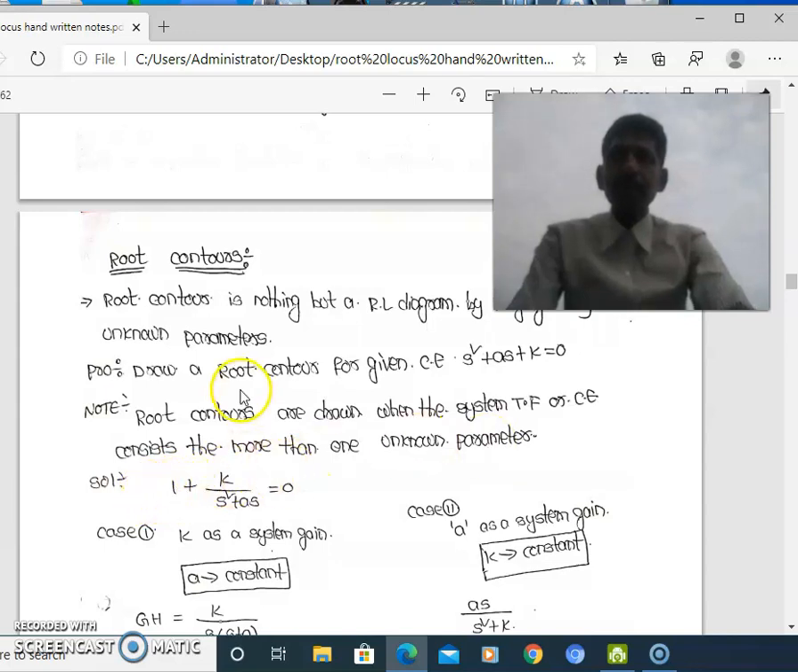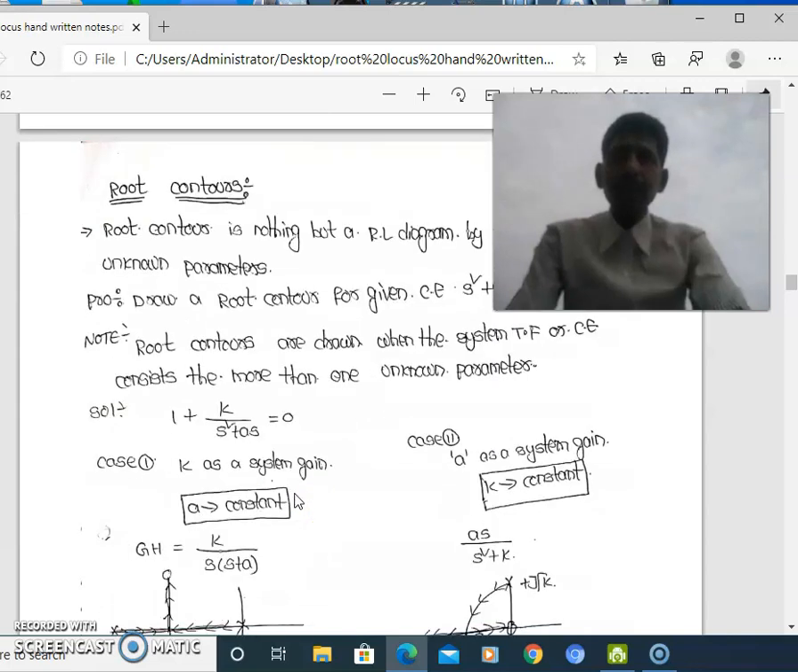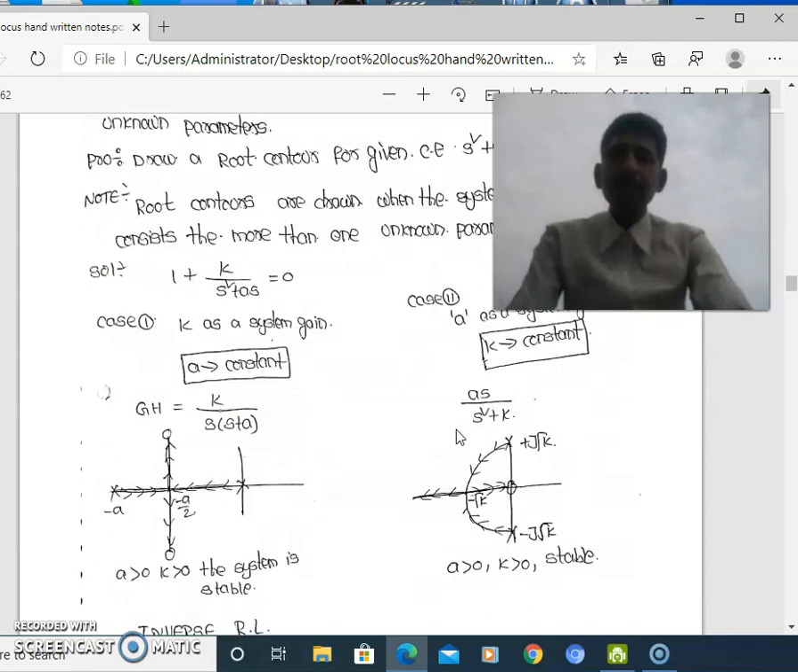The solution for this problem, 1 plus k divided by s square plus js equal to 0. We have written it as 1 plus g of s into h of s form. Case 1, k as a system gain. If you consider k as a system gain, a is a constant. So g of s equal to k divided by s into s plus a. This can be rewritten as like this.